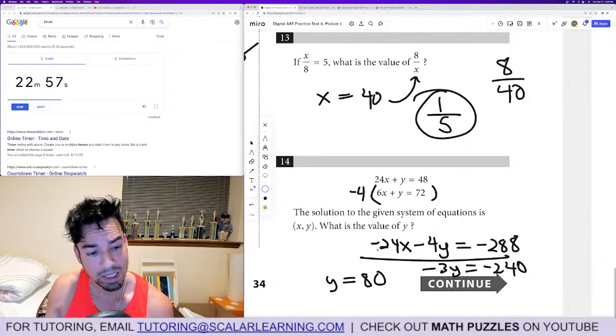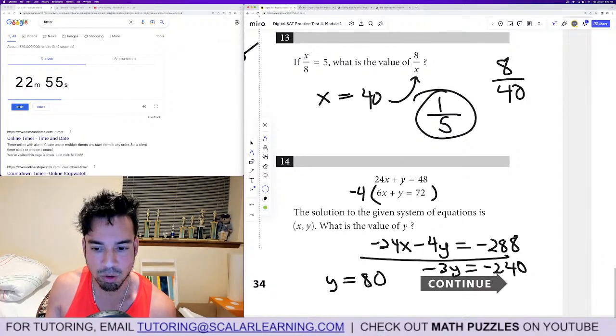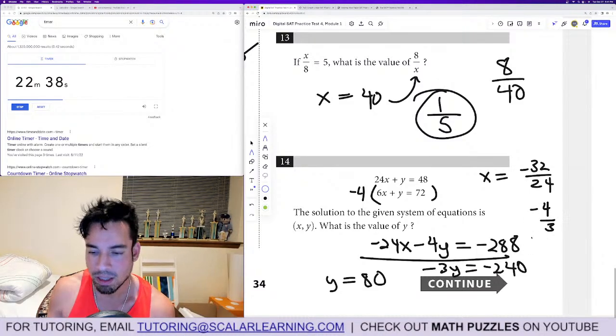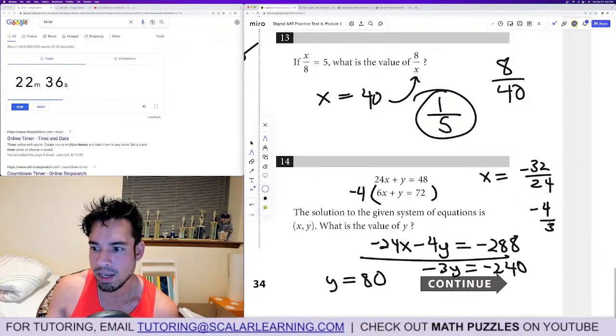Now, just to be safe, I'm going to solve for x and plug them into both equations. So 80, plug that back in here, minus both sides by 80. It gives me -32. X equals -32, then divide by 24, which is, divide by 8, negative 4/3. Okay. What? These numbers are weird. All right, so negative 4/3.